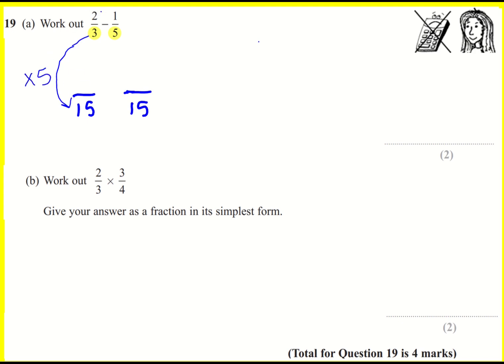So I must do the same to the 2 here. 2 multiplied by 5 gives me 10. What have I done to the 5 here? To get to 15, I've multiplied it by 3. So I must do the same to the 1 here, times it by 3 to give me 3.